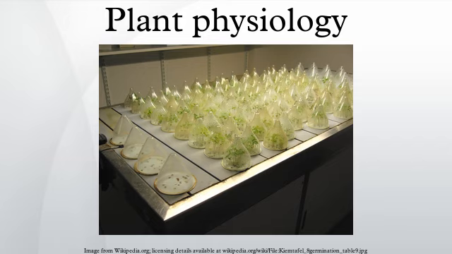Nastic movements result from differential cell growth, or from changes in turgor pressure within plant tissues, which may occur rapidly. A familiar example is thigmonasty in the Venus flytrap, a carnivorous plant.